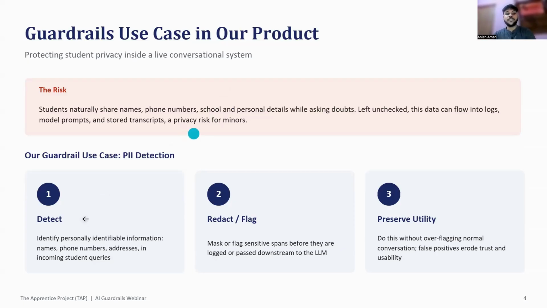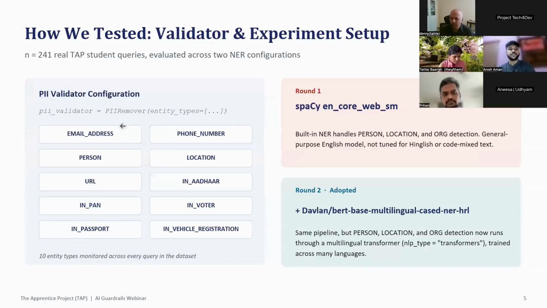First of all, we were testing with the PII guardrails. Our main purpose was to detect all such sensitive information, then redact it, and also preserve utility. What this means is that we don't want to flag correct input which does not contain such sensitive information. These were the validator configurations. If any query contains sensitive information such as email address, person name, URL or Aadhaar number, etc., then we need to flag the query, because this will go to the LLM and all the things will be revealed. So we went with two rounds of testing.